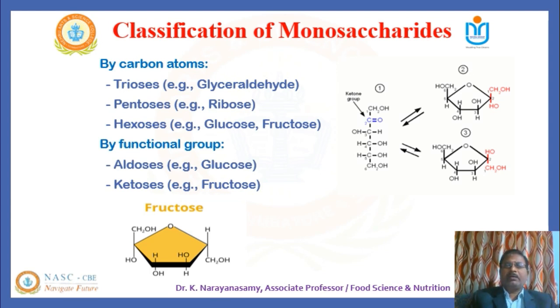By functional group, we can again divide them into 2 categories. Aldose sugars have an aldehyde group as functional group, example glucose. Ketose sugars have a ketone group as functional group, example fructose. This is the structure of fructose, the linear structure and the ring structure of the fructose. It is a ketose sugar.